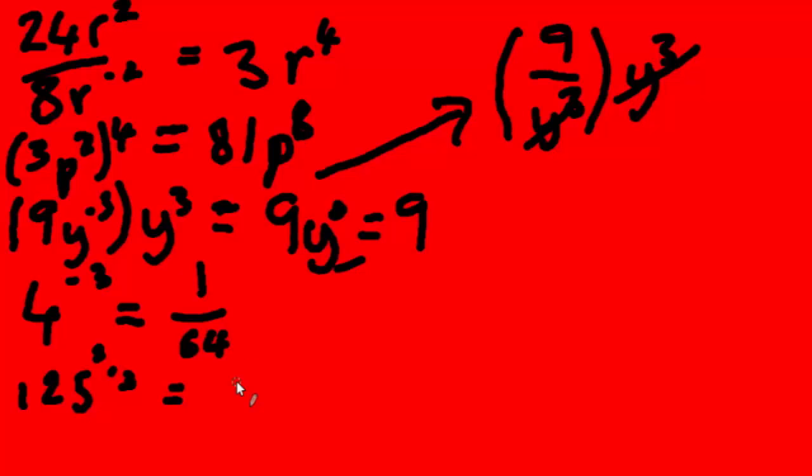So the sensible way to do this is always to root first, whether it's cube root, fourth root or fifth root, and then apply the power on the top. So what I need to do here is 125 cube rooted, which is 5, squared, which is 25.